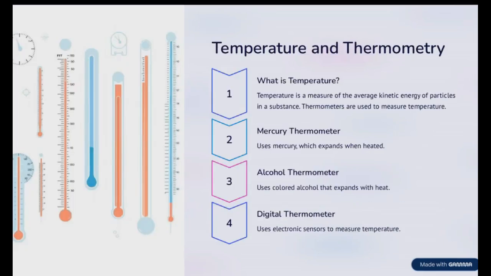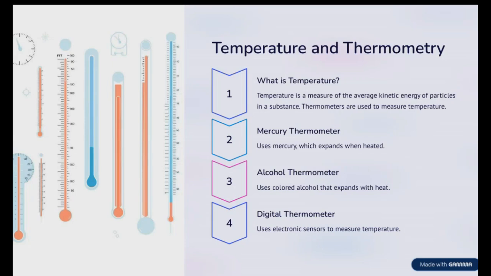So now we are going to our next slide, and we'll be treating temperature and thermometry. So we know what temperature is. It's a measure of the average kinetic energy of particles. Some people say it is the degree of hotness or coldness of the body. That is still correct, but that's a primary school or junior secondary definition. In real sense, it is a measure of the average kinetic energy of particles in a substance.